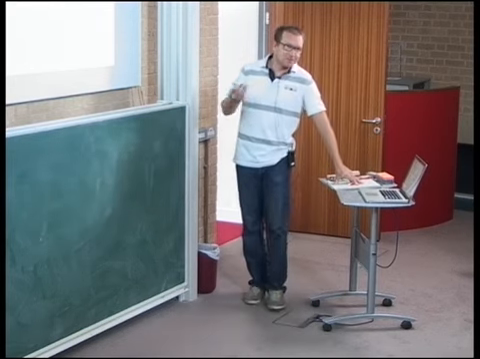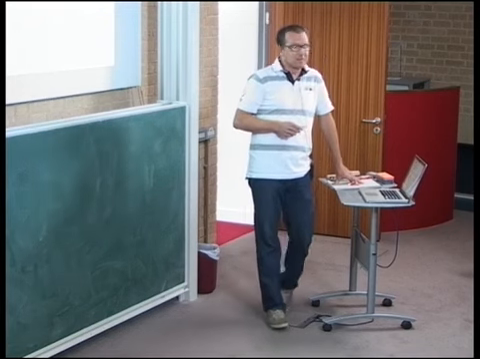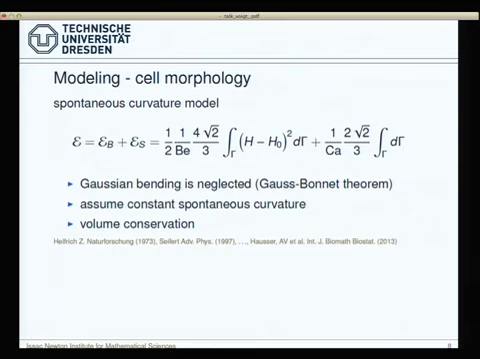Okay, let's go through this step by step and start with the morphology of our cell. Well, a classical model to describe the membrane is the spontaneous curvature model going back to Helfrich. And the idea is the following. So we have our membrane termed gamma here, the surrounding of our cell, and we have a bending type energy. H is the mean curvature, H0 is the so-called spontaneous curvature, some specific curvature our cell wants to have.